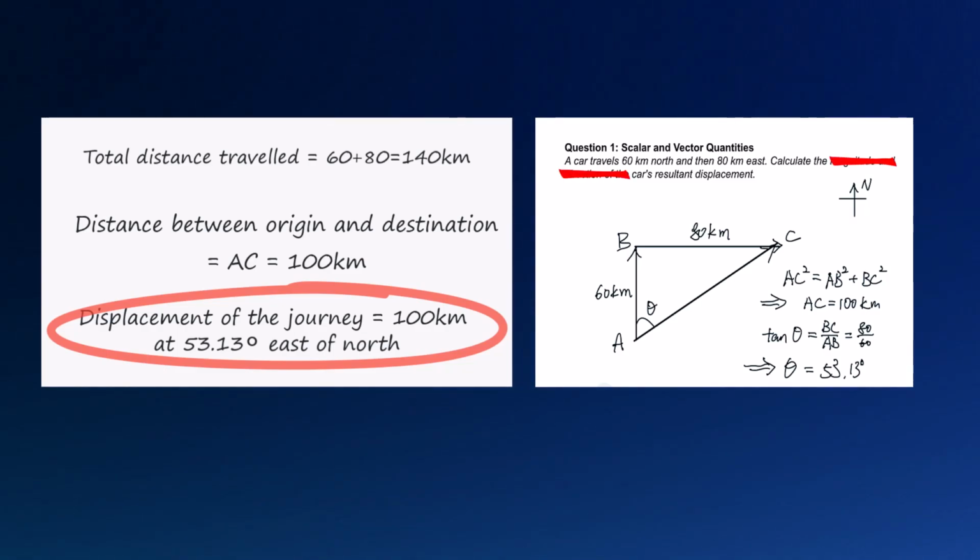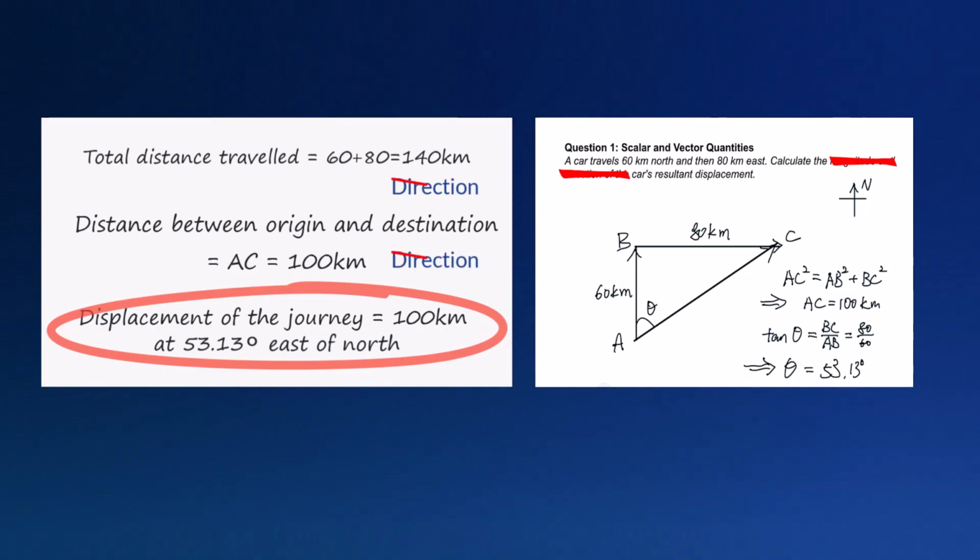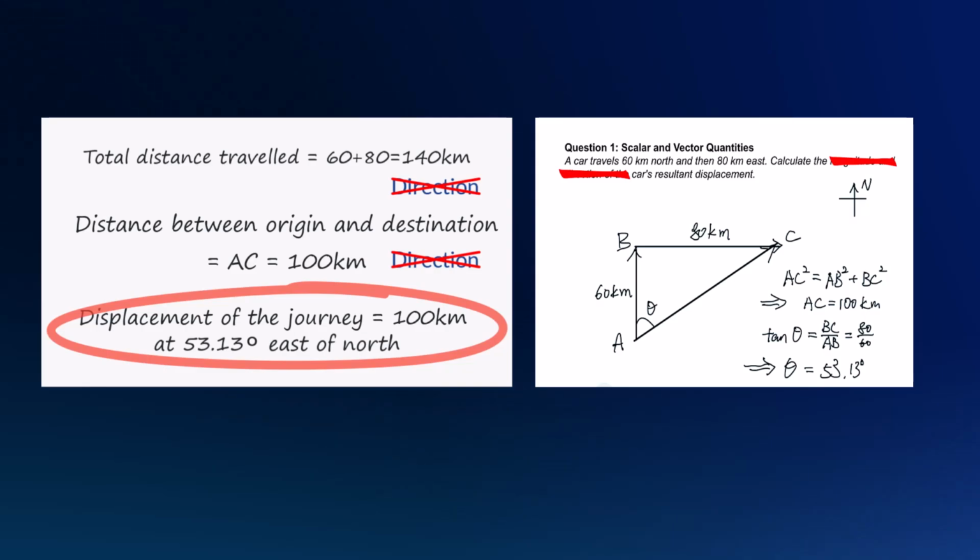However, we should always remember if it asks for a vector, which is displacement in this case, both magnitude and direction must be provided in the answer. Conversely, when a scalar quantity like distance is asked, only the magnitude is needed and no direction should be included, or we may risk losing marks.